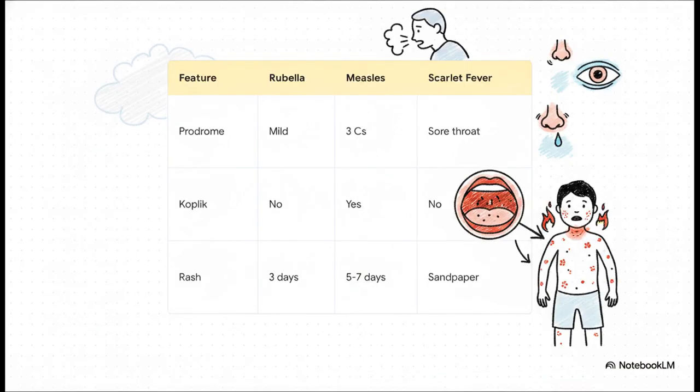Let's summarize this so you have a complete differential diagnosis. Notice the measles column. You've got the prominent prodrome of the 3 Cs, cough, coryza, and conjunctivitis, plus the pathognomonic Koplik spots on the buccal mucosa. Rubella? It lacks all of those. Its prodrome is mild or completely absent in kids. We've also added scarlet fever here as a distractor. If the vignette mentions a sandpaper-like rash starting on the trunk rather than the face, you are dealing with group A strep, not a virus.